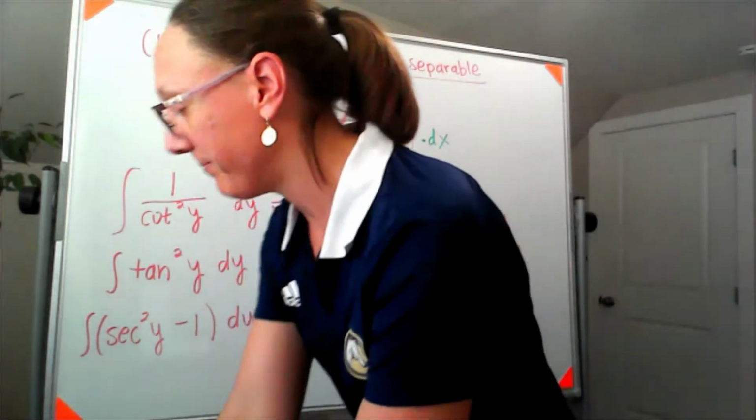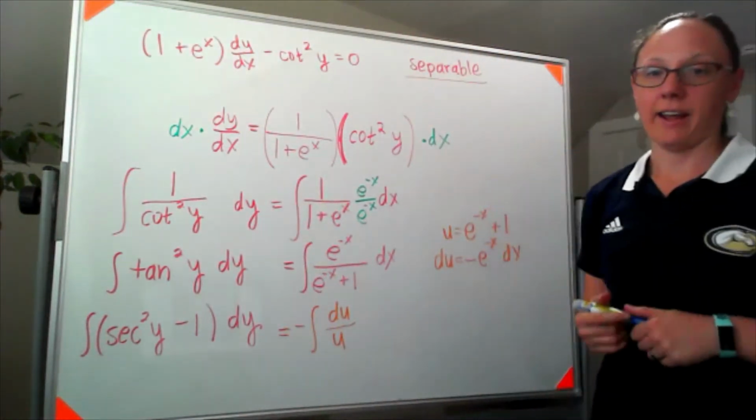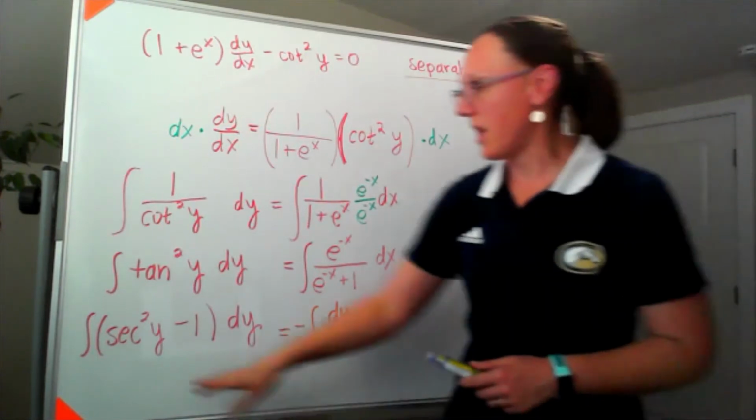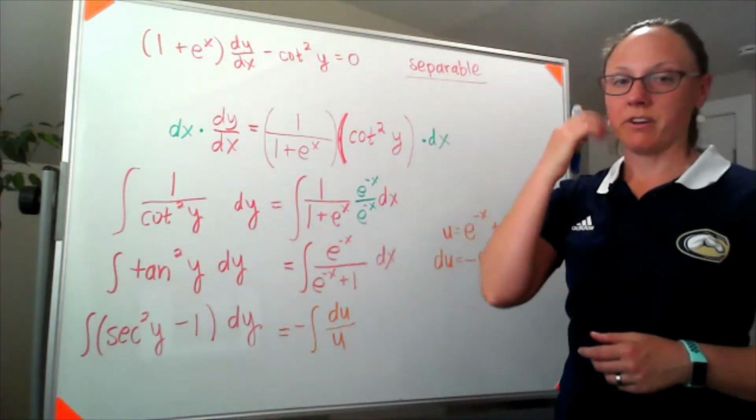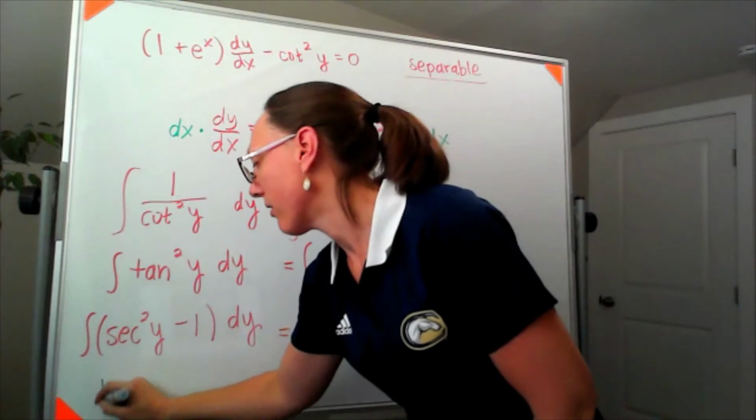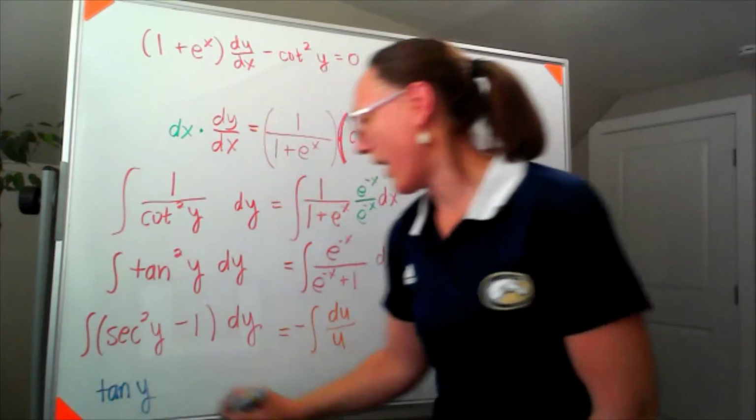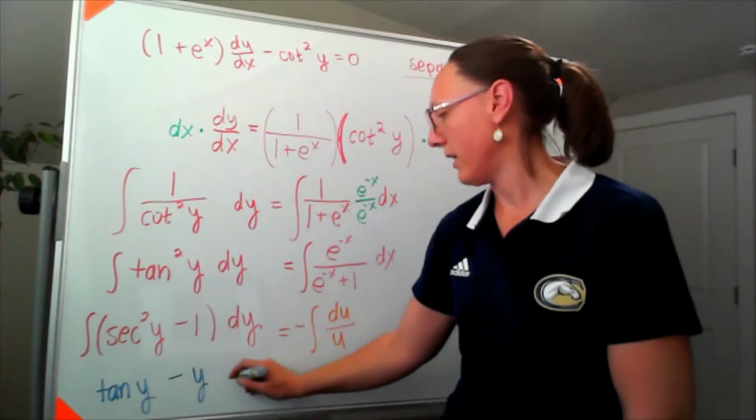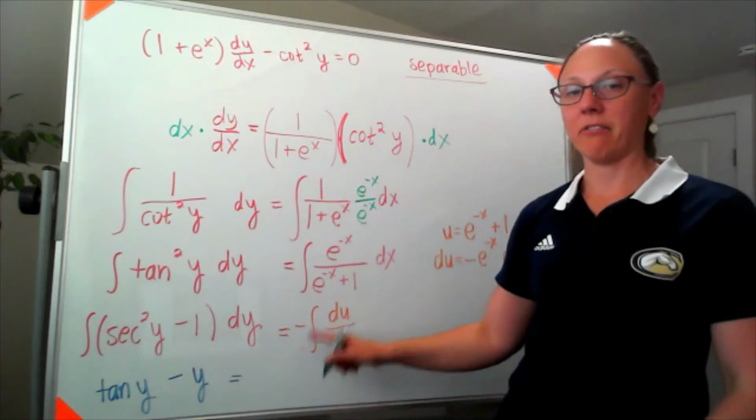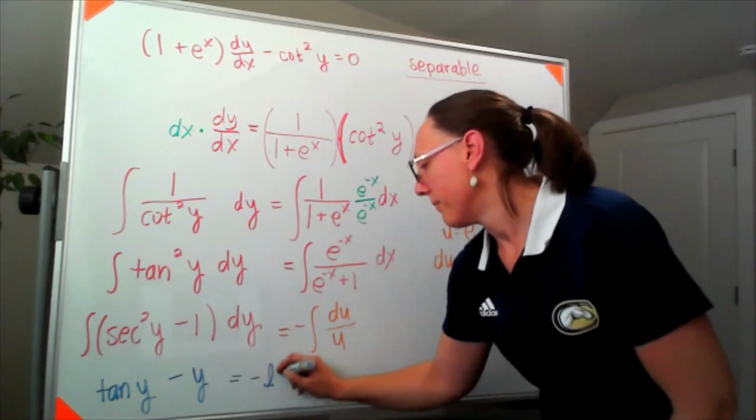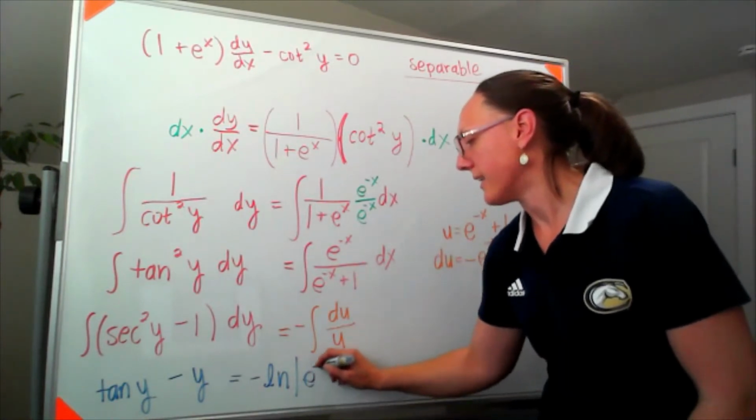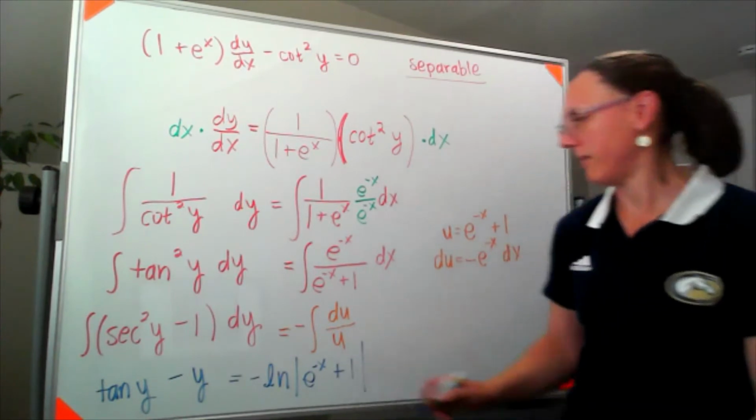On the left-hand side, when I take the antiderivative, the function whose derivative is secant squared is tangent. So I end up with tangent of y minus y is equal to, and on this side, you're right, I do end up with an ln. So I've got negative natural log of u, and I'm just going to go ahead and plug in what our u was, that e to the negative x plus 1.